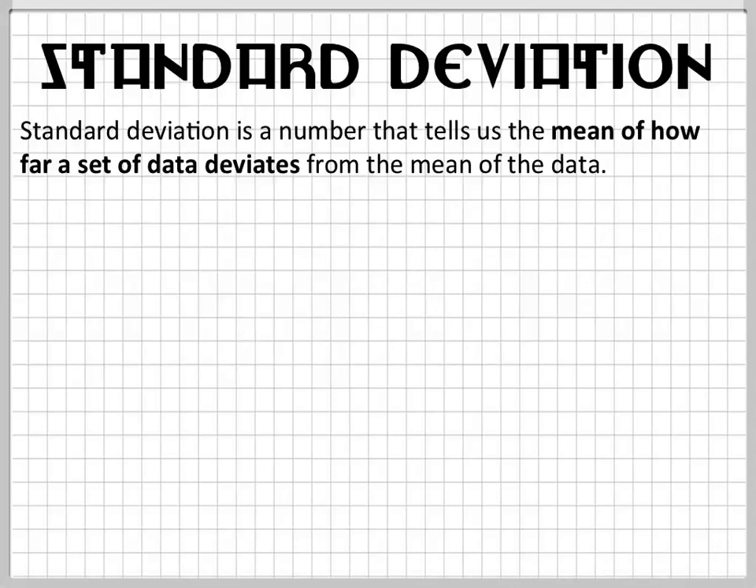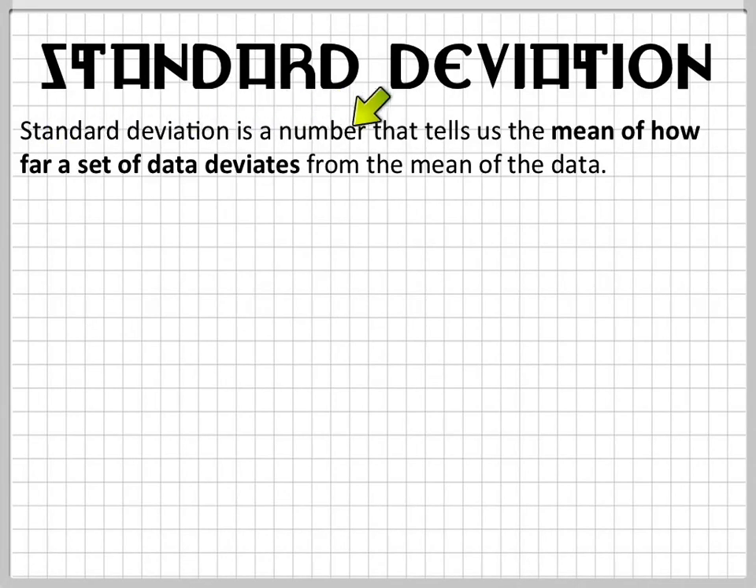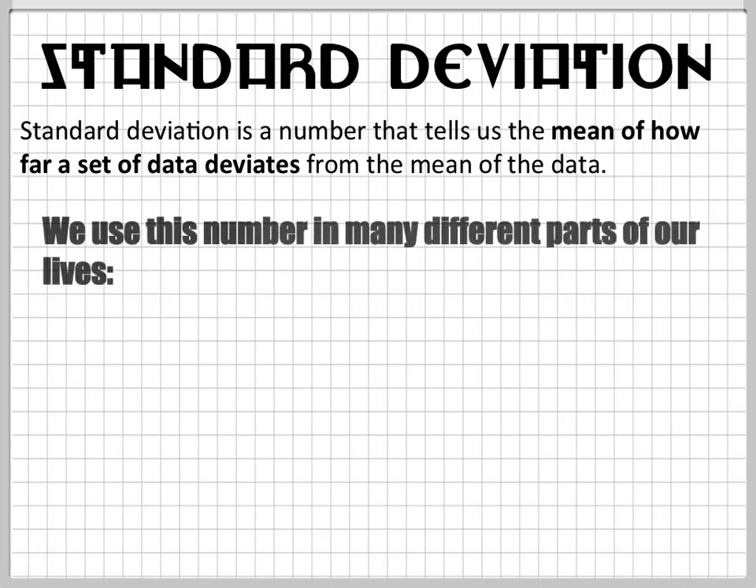It says, standard deviation is a number that tells us the mean of how far a set of data deviates from the mean of the data. That is, I can't even understand that, and I wrote it. So if you write it down, you're a sucker, because you shouldn't write it down. You should watch and understand.